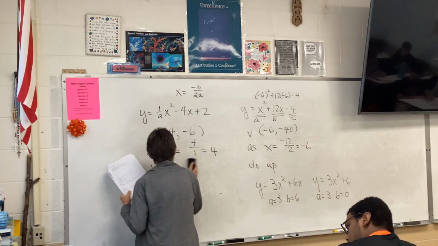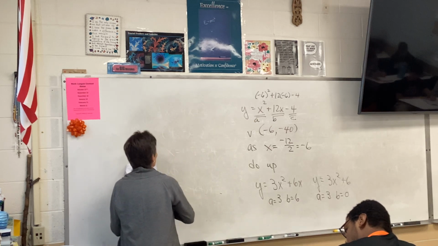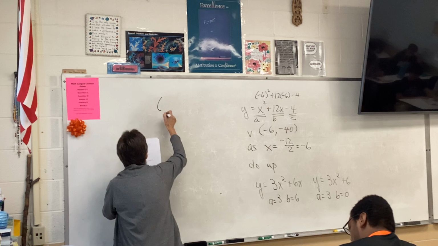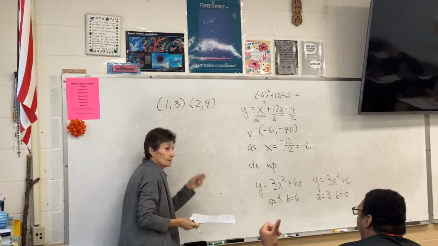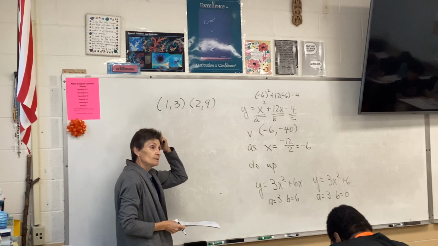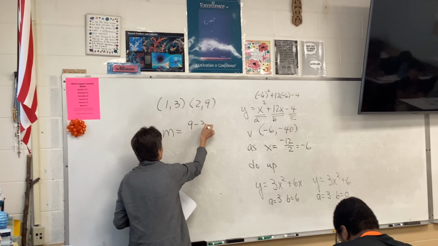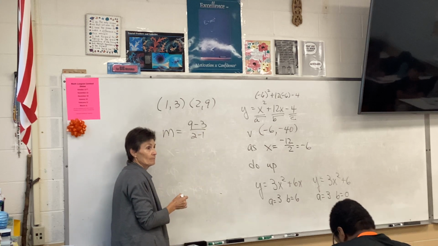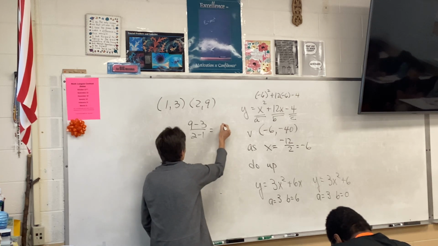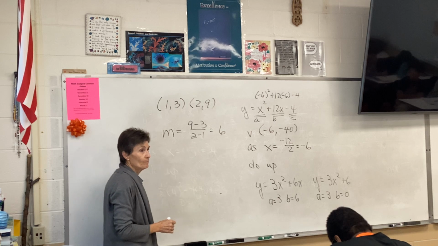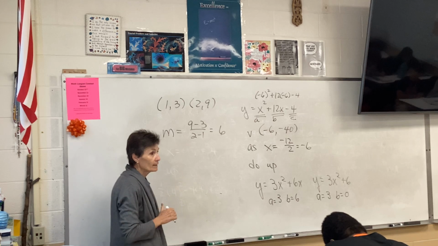Linear. Slope. What are my points in number 4? 1, 3, and 2, 9. Everybody got that? You see the word linear, you know you need slope. So slope is 9 minus 3 over 2 minus 1. Lincoln, you okay back there? I got 6 over 1, or 6. How about you? What's the next step? That's good for half credit.